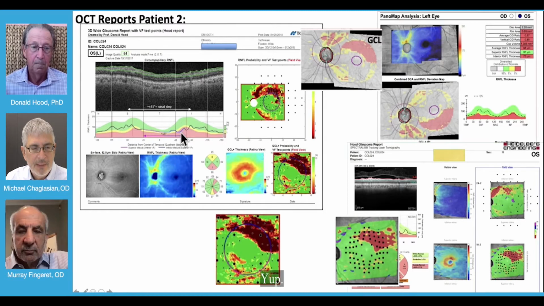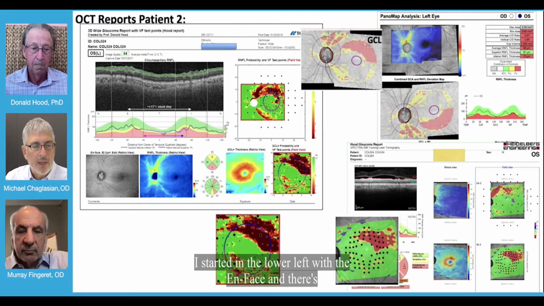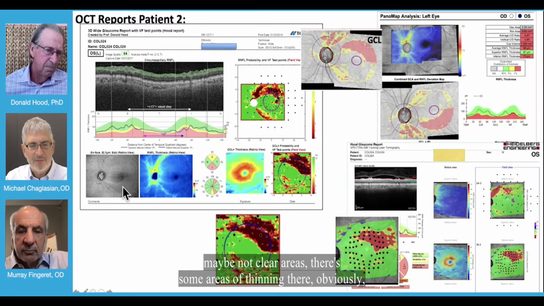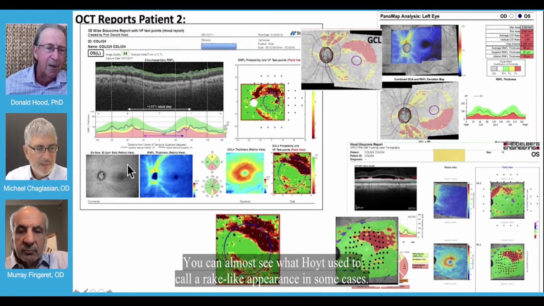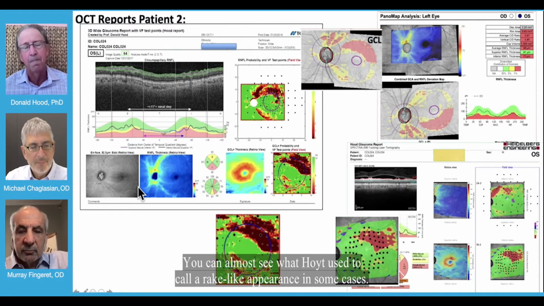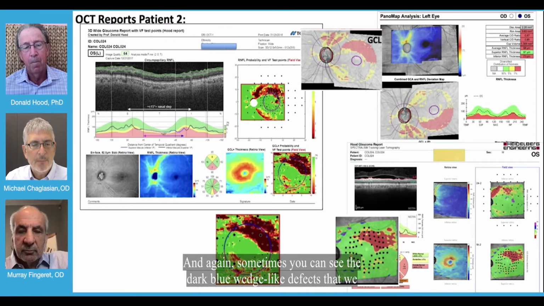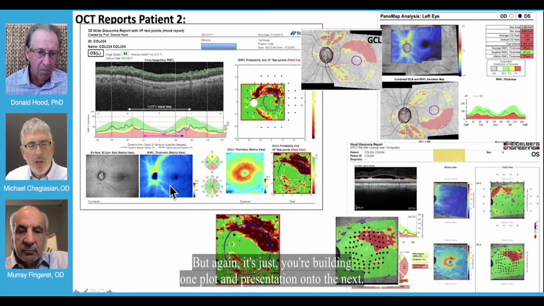Yep. And then what I do is I go across the bottom. I start in the lower left with the en face. And maybe there are not clear areas of thinning. There are some areas of thinning there, obviously, but it's maybe more identifiable in other images. You can almost see what Hoyt used to call a rake-like appearance. Yeah. In some cases. Yep. And then the thickness map may show that as well. And again, sometimes you can see the dark blue wedge-like defects that we see in glaucoma there. But again, you're building one plot and presentation onto the next.